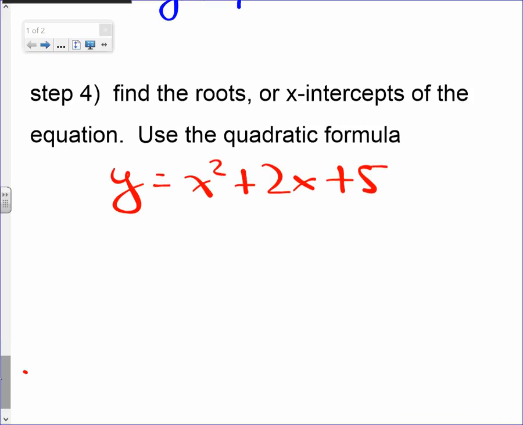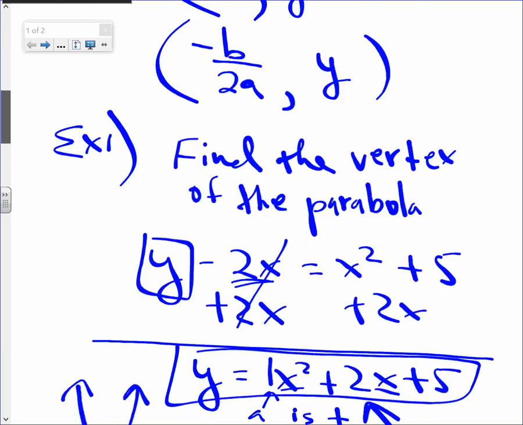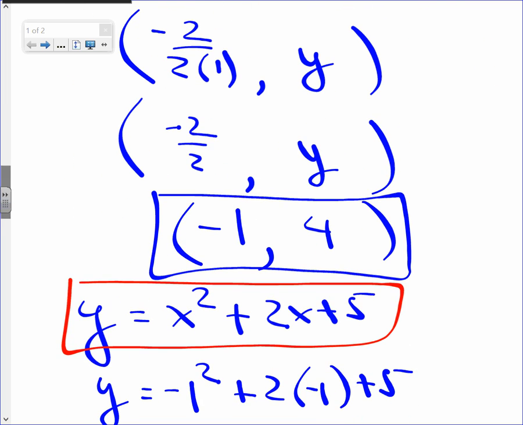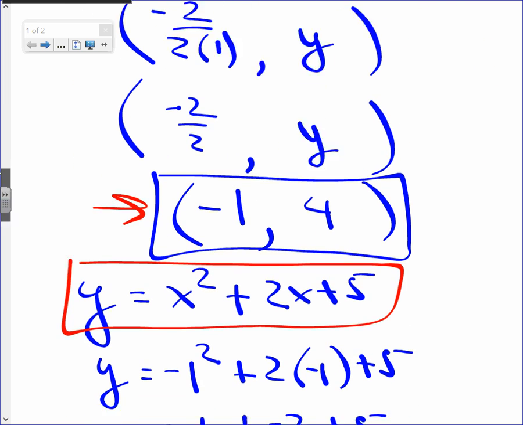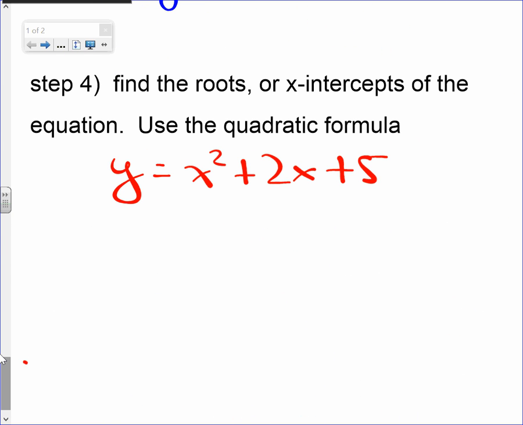This is not a new equation. This is from 2 days ago. We did this in example 1. We found the vertex. The vertex was, for example 1, negative 1, 4. It's on your notes. So now what we're going to do is step 4. We're going to find the roots. The roots or the x-intercepts mean the same thing.